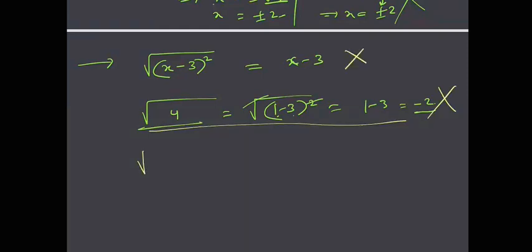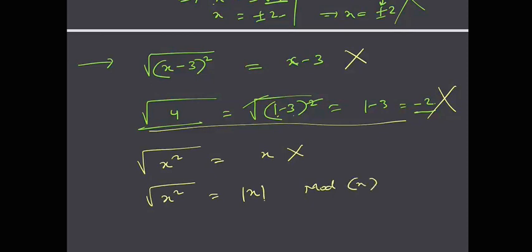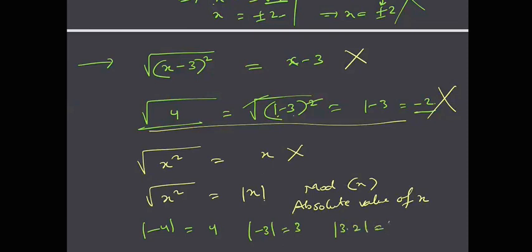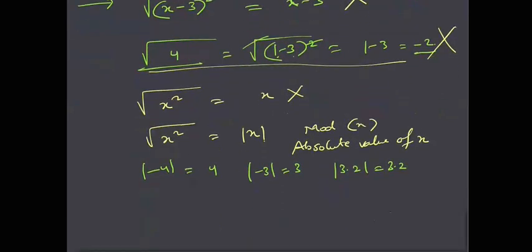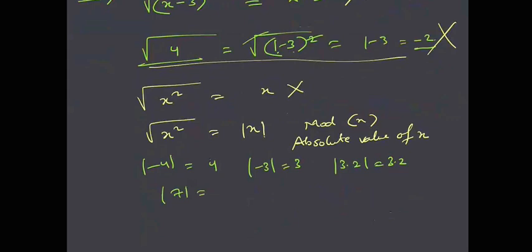So whenever there is square root of x square, you don't write it as x. Square root of x square, you write it as mod x. Mod means what? Absolute value. Absolute value of x. Absolute value means we just ignore the sign and take the magnitude. For example, mod of minus 4 is just 4. Mod of minus 3 is 3. Mod of 3.2 is 3.2. Mod of 7 is just 7.